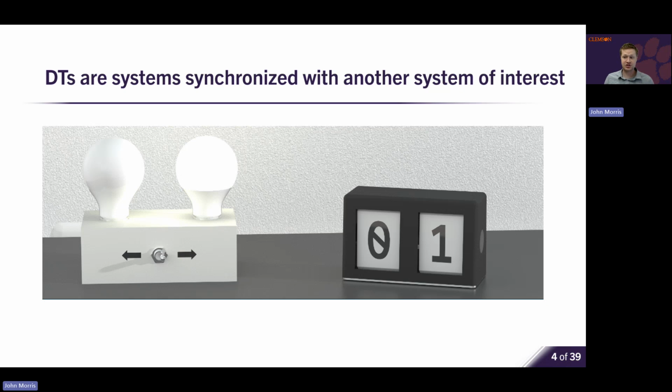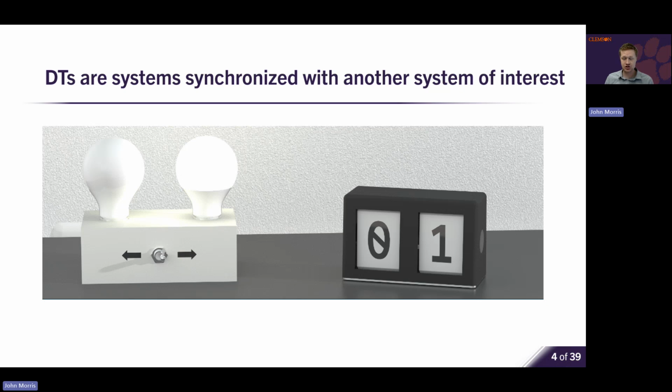The light bulbs are wired to each other so that when one is on, the other one is off. If I flip the switch to the left, that light bulb turns off, the one on the right turns on, and vice versa if I go the other way. On the right, I have another system. It is a digital counter with two different displays that can show either 0 or 1, independently configured.